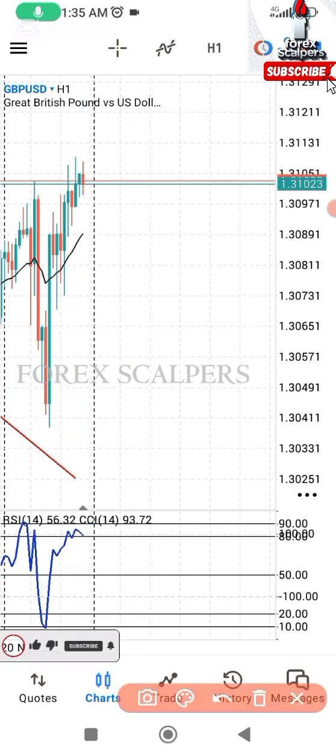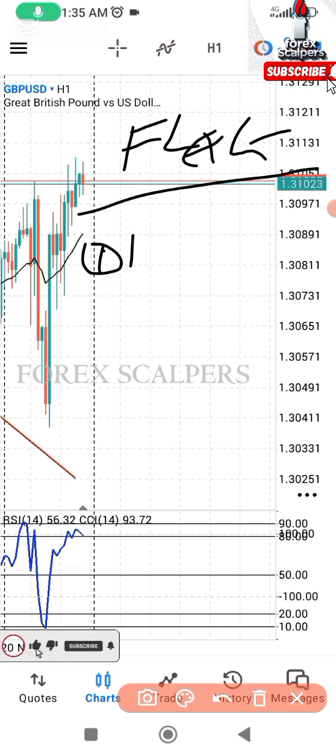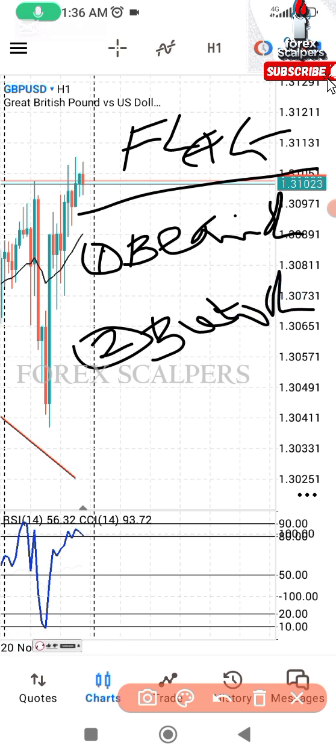First, these 2 chart patterns we refer to as a flag pattern. This is a flag pattern. So we have these 2 of it. We have a bearish flag pattern, and we have a bullish flag pattern. So these patterns are for continuation trade.